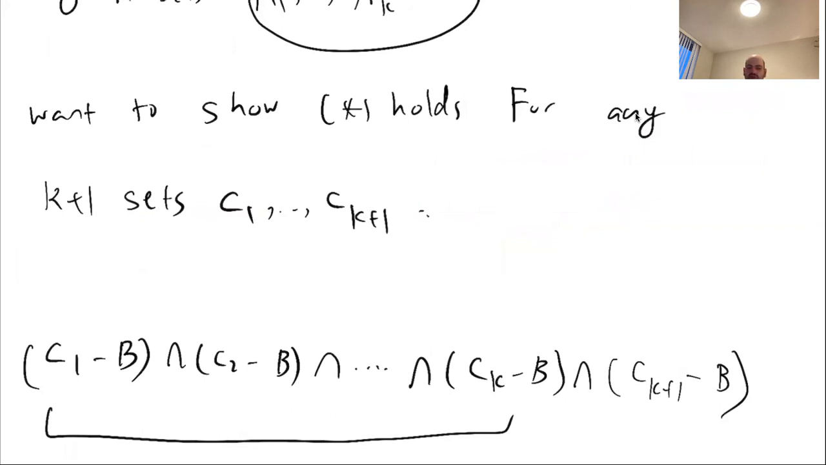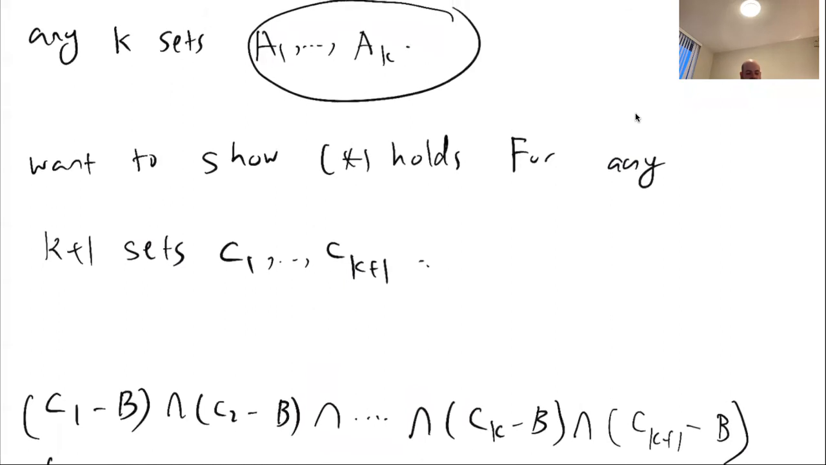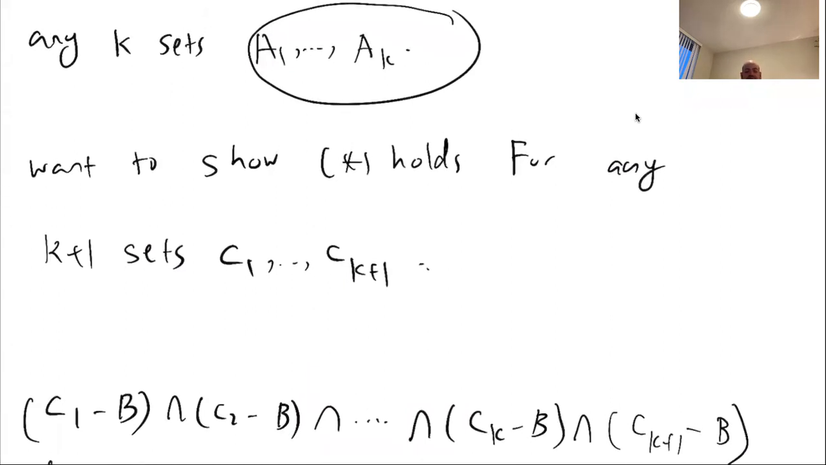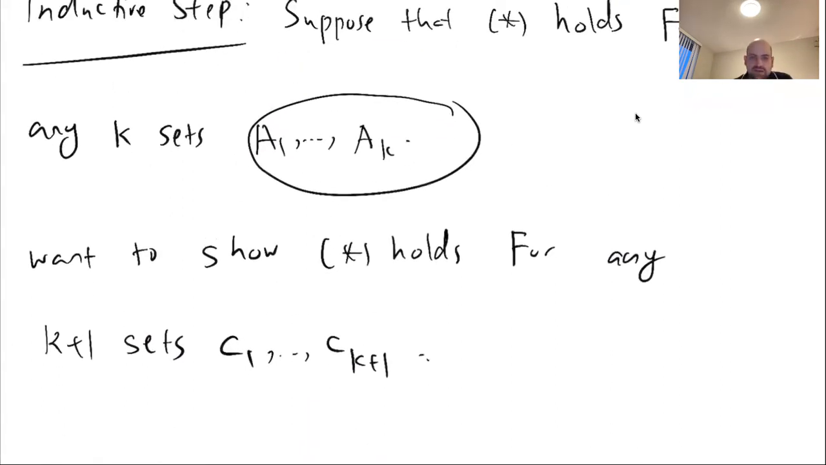So I have a new batch of sets, let's say k plus 1 sets this time, C1 to C(k+1). So why am I using new letters? Because in the induction hypothesis, I assume that the equality star holds for any k sets A1 to Ak.